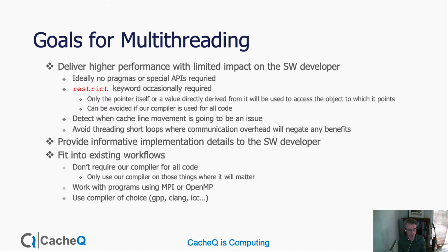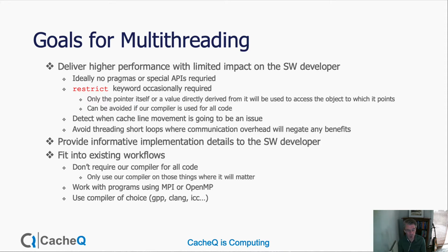And again, it's going to fit into existing workflows because, first of all, you can develop hybrid flows where you're not required to use our compiler for all of your code. You can use C++ for a high-level portion of your design, and then call into a C function which is optimized using the CacheQ compiler.